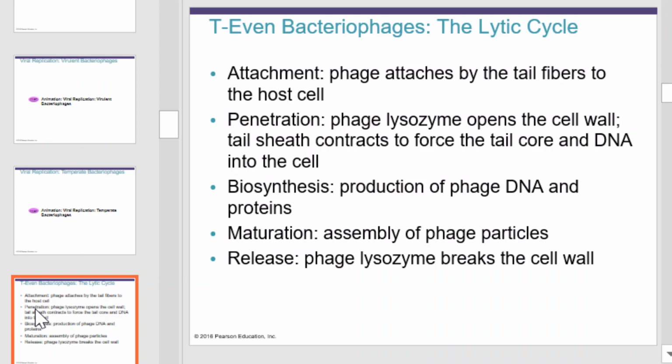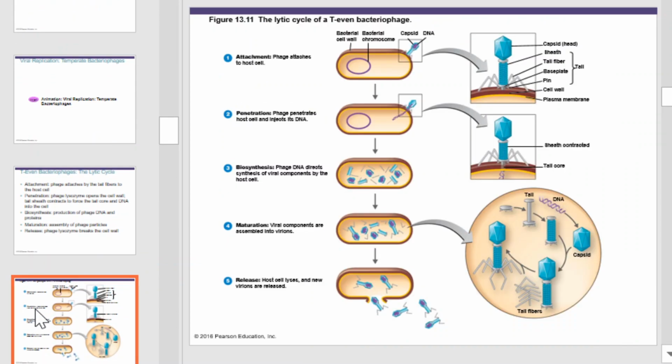Next is maturation. Maturation occurs as the phage particles are assembled into live, if you will, or active viruses. After that, the virus is released from the host cell. The host cell will simply rupture, spreading the virus particles throughout the environment or the body that possesses the host cell. This is an illustration of the lytic cycle from start to finish.